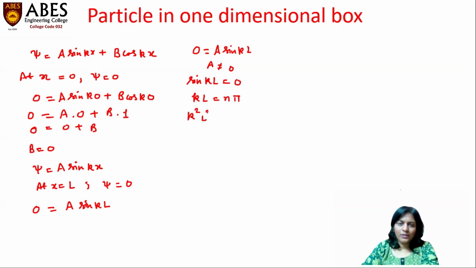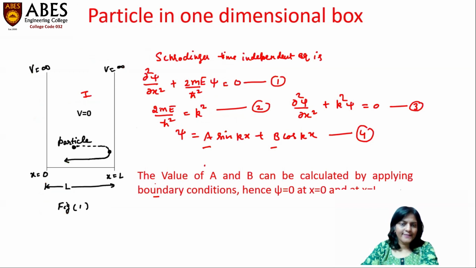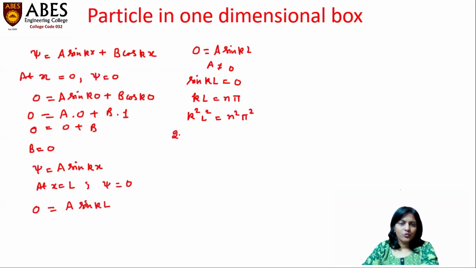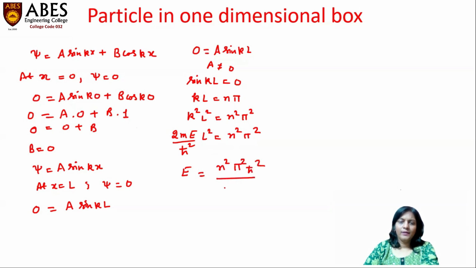But already we know the constant K from equation 2: K square is 2mE upon h cross square. So 2mE upon h cross square times L square is equal to n square pi square. So the energy E becomes n square pi square h cross square upon 2mL square. All the factors in this energy are constant: pi, h cross, 2, mass, and length of the box. It means the energy depends on the integer n, where n is equal to 1, 2, 3. n equal to 0 is not possible in quantum mechanics.